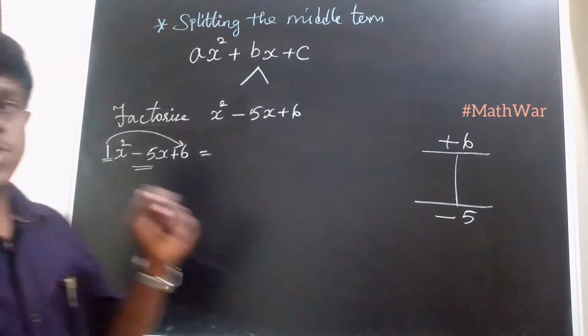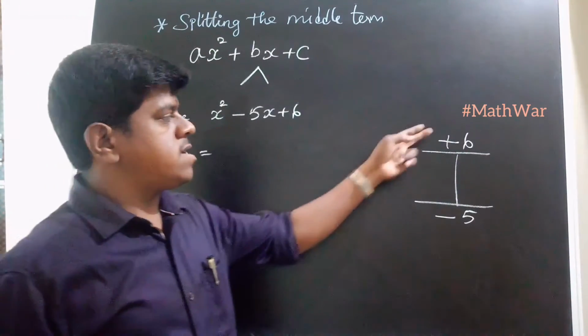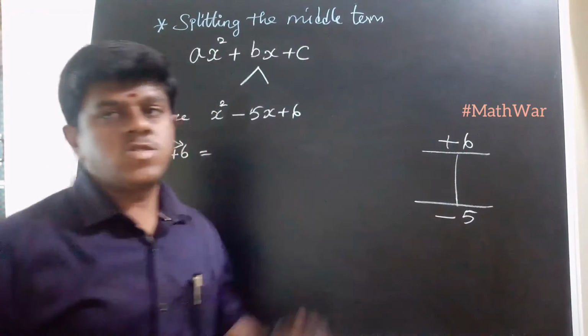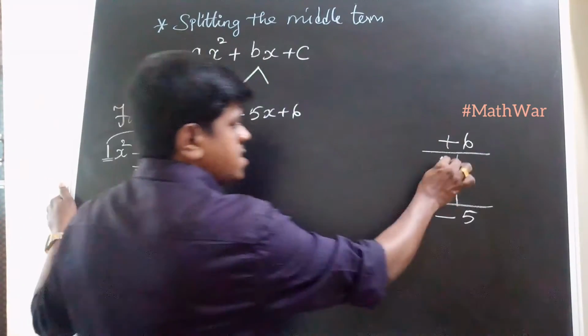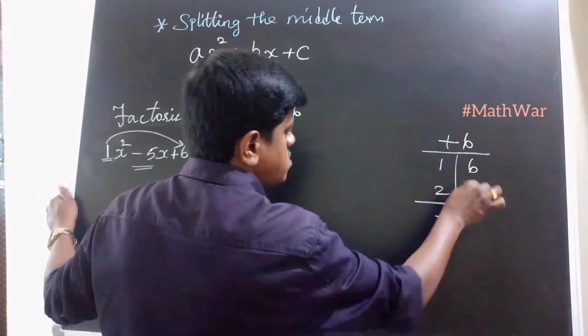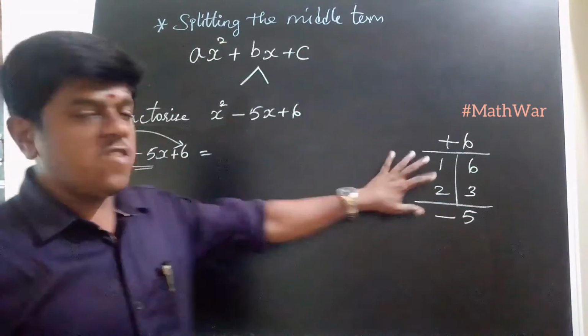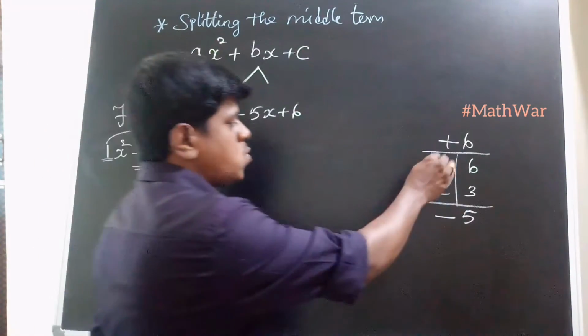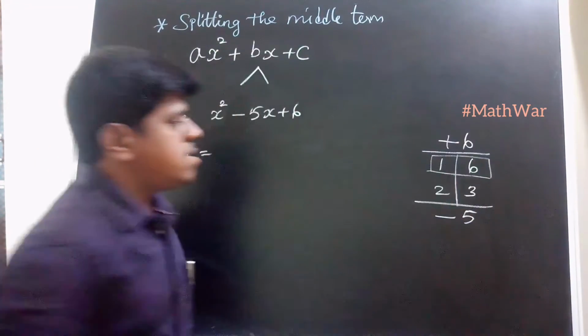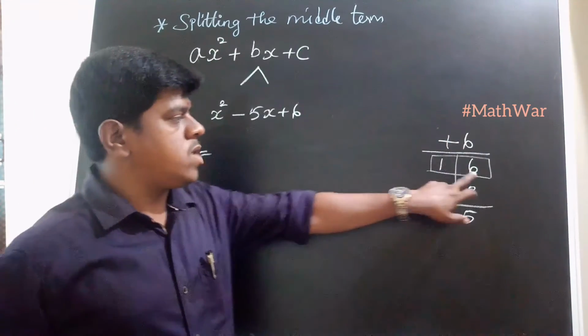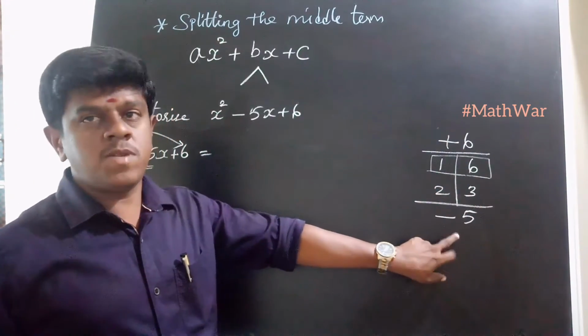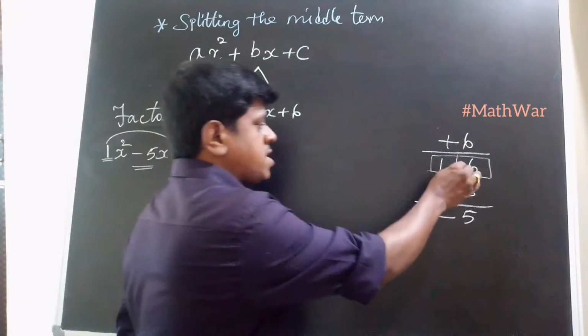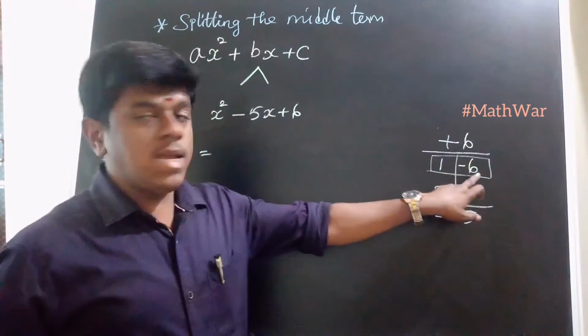Now we should choose two factors such that if you multiply, that will come as 6, and if you add, that should come as minus 5. As I said, 1 and 6, and 2 and 3, there are two sets of factors we can see. If you choose 1 and 6, again 1 into 6 is plus 6, but 1 plus 6 is 7 only here, but we have it as minus 5. So if you want, you can choose like this, 1 and minus 6.